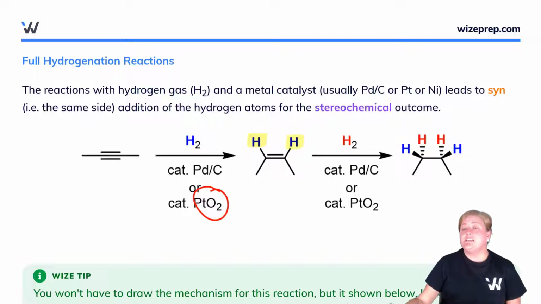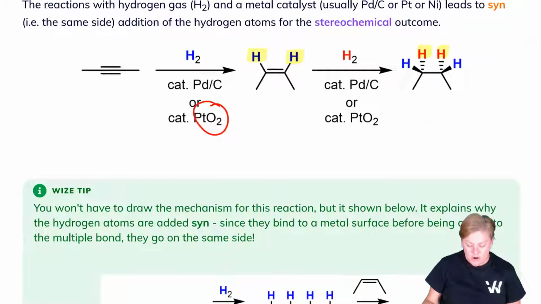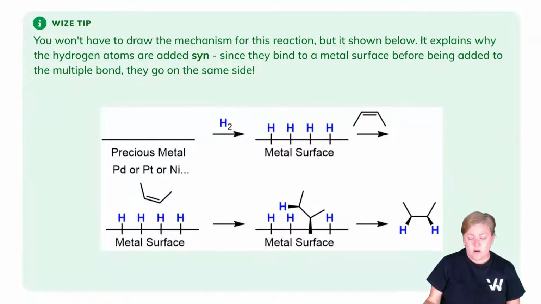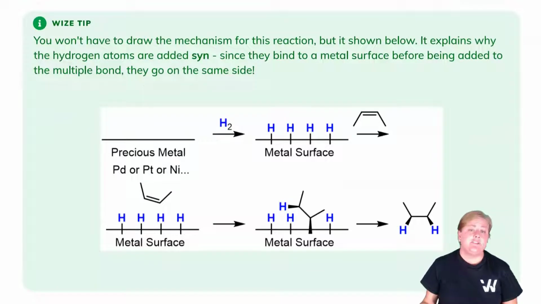And if we are to continue the catalysis, everything would be added syn here. Now you'll notice that the resultant product is not chiral, and so we don't need to worry about that, but it does help to know that we have syn addition, especially when we think about cis versus trans alkenes. Now, since you don't need to worry too much about the stereochemistry, but it helps to understand it, let's take a look at what's going on. You're not going to need to draw the mechanism for this reaction, but it is shown below.